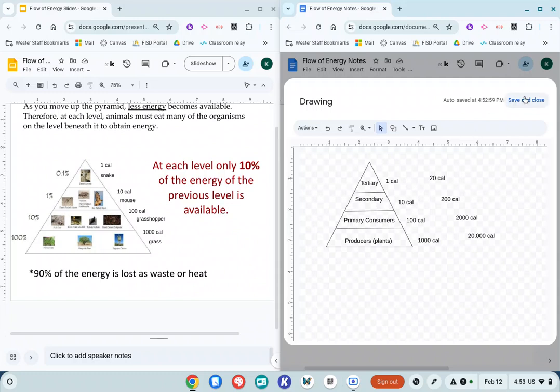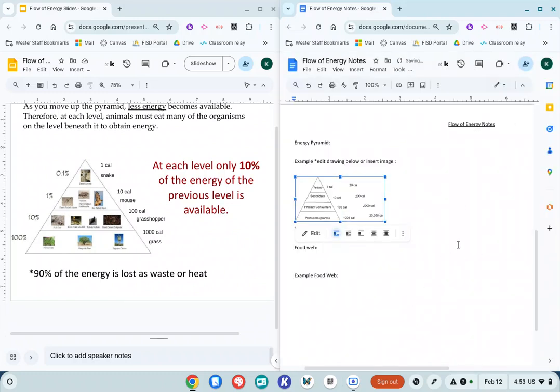All right. Then we can hit save and close. We're done with that. So, what is a food web?